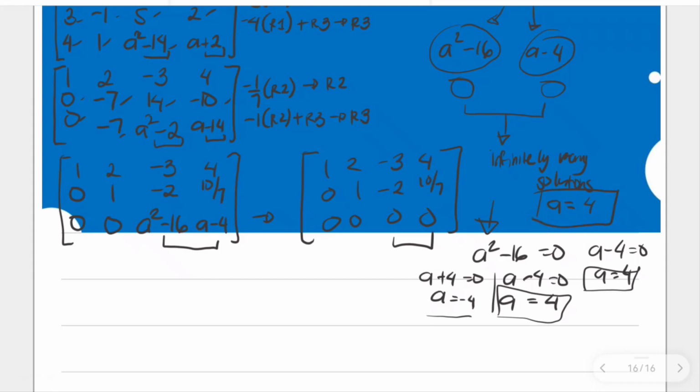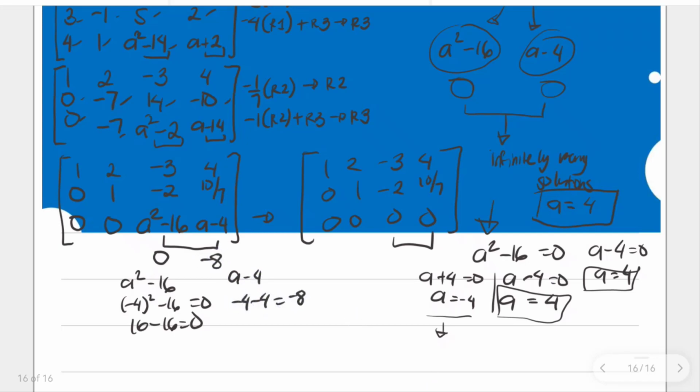Now there is also another value here, a is equal to negative 4. If we have negative 4, okay, we have negative 4 squared minus 16. That would be equal to 0 because 16 minus 16 is equal to 0. This entry here will become 0. But for a minus 4, negative 4 minus 4 is negative 8. This is negative 8.